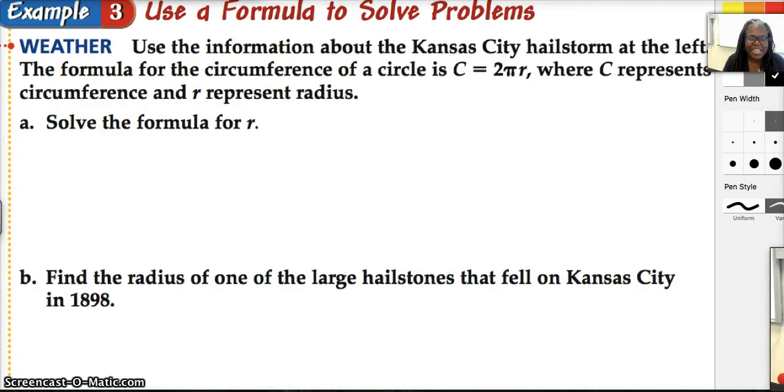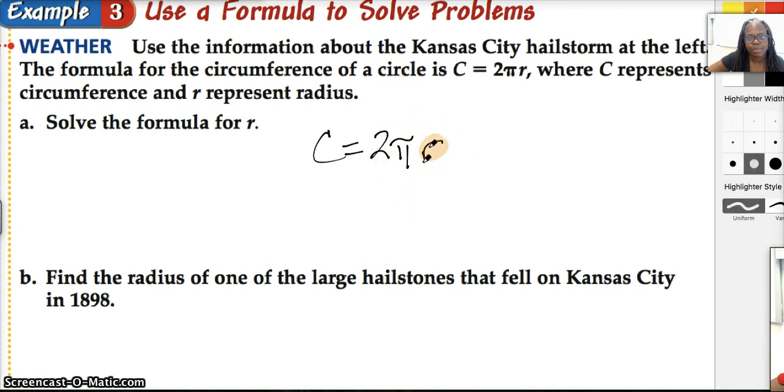So looking at example 3, we're going to use a formula to solve a problem. Here it goes. Use the information about the Kansas City hailstorm at the left, which is not there, but I'll get it there. And the formula for the circumference of a circle is c is equal to 2 pi r, where c represents the circumference and r represents the radius. The first thing we're asked to do is to take this formula, c, circumference is equal to 2 times pi times r. We're actually asked to solve for r. We got to get r by itself.